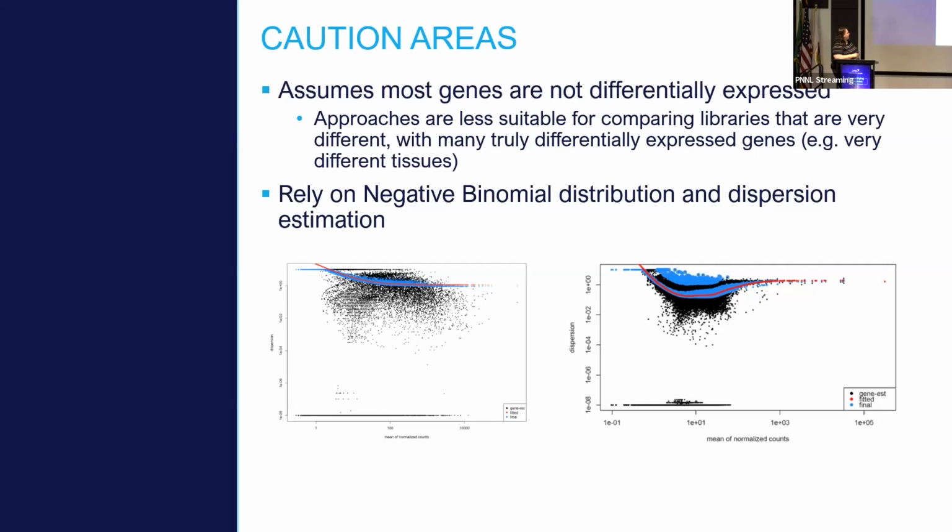So the points here, again, this is the mean normalized count and the variability on the y-axis. And this red line is what, I think this is DESeq, what DESeq is trying to fit. And then you see all the points around it. And I hope you look at that and say, yikes, right? That does not at all look like it follows that line.